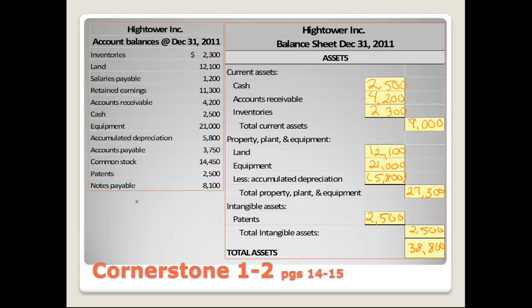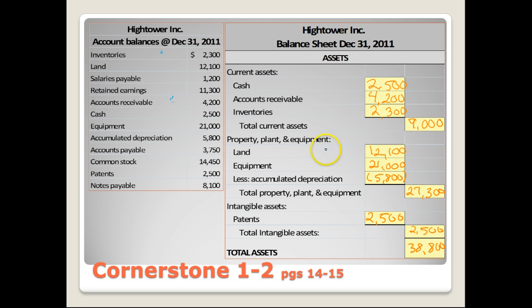If you got something that looks kind of like this, hopefully a little neater, then you are good. Cash is the most current asset, and it's cash of $2,500. Accounts receivable, $4,200. See that over here? Inventories, $2,300 over here. If we total those all up, we get $9,000 of total current assets.